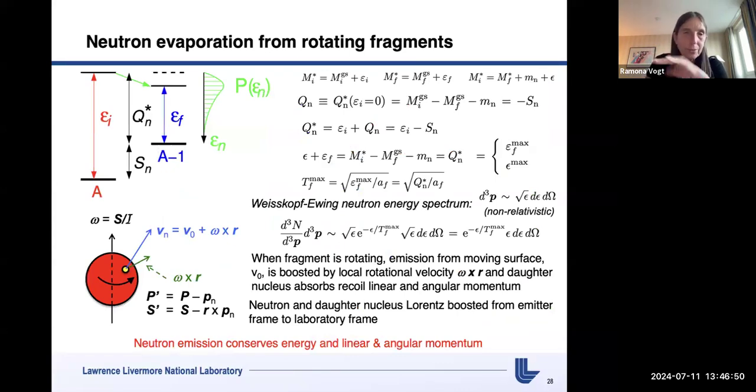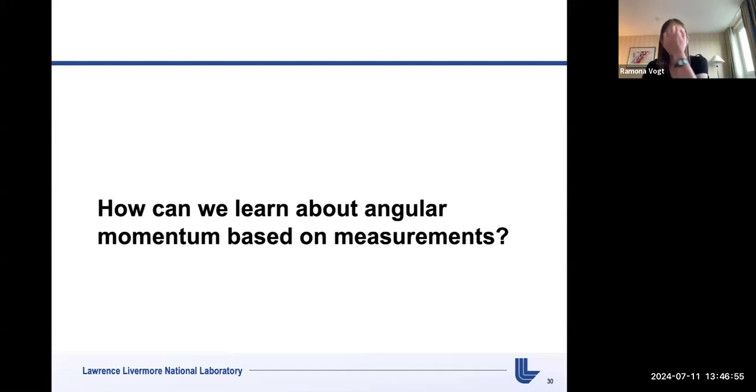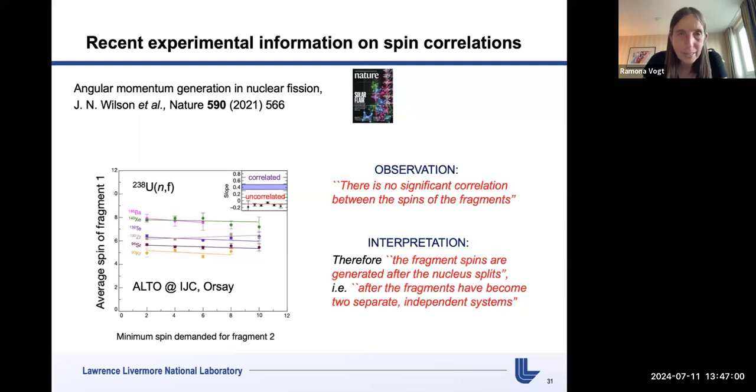So in the interest of time, I will skip over this part and go to how we learn about angular momentum based on measurements. A couple of years ago, there was a paper published in Nature that said there's no significant correlation between spins and the fragments. If there were correlations between them, then these lines would have a slope, and they're all pretty flat.